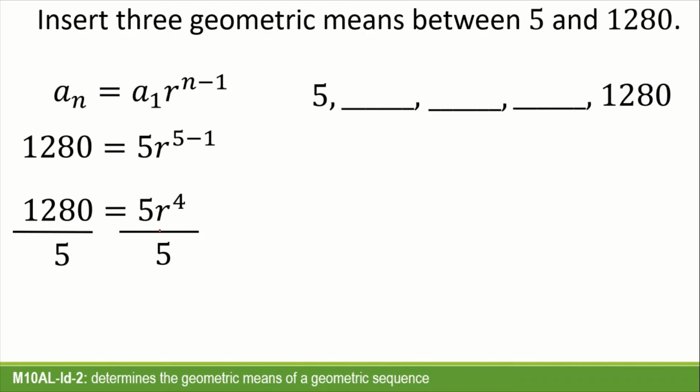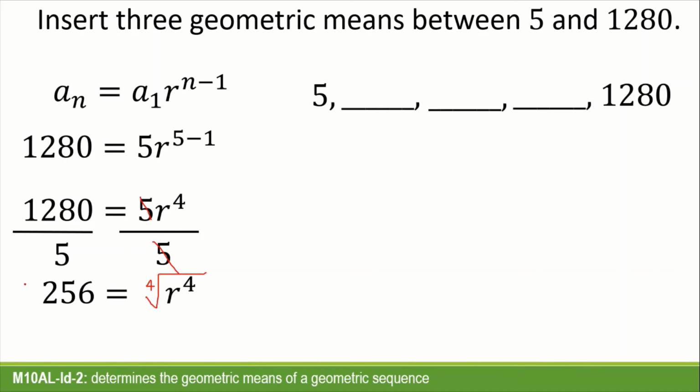So, pag dinivide natin by 5, this is equal to 1 na lang. So, hindi naman natin sinusulat yung 1 dito, no? So, ang maiiwan na lang ay r raised to the 4th power. And then, 1,280 divided by 5, and that is equal to 256. So, r raised to the 4th power is equal to 256. Now, ang target natin ay r lang. Meron siyang exponent na 4. In that case, we need to find the 4th root of each side of the equation.